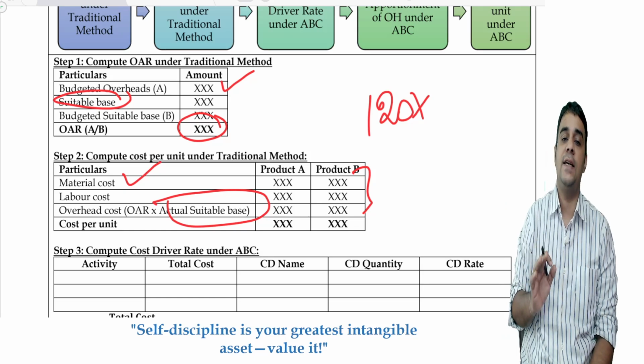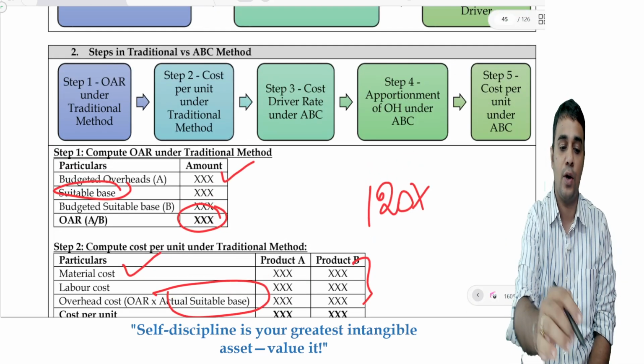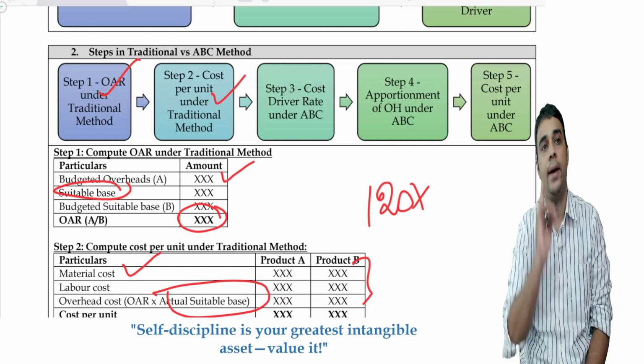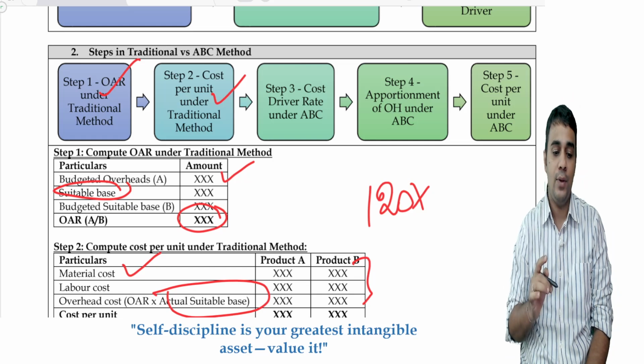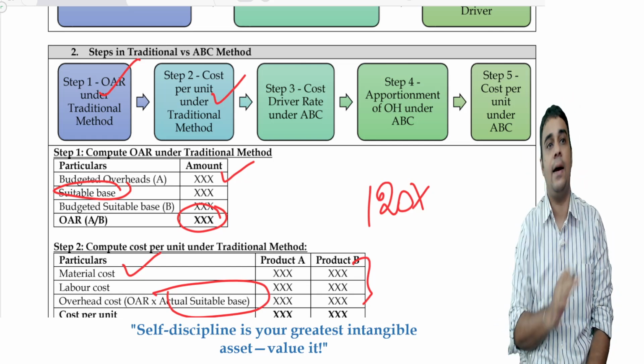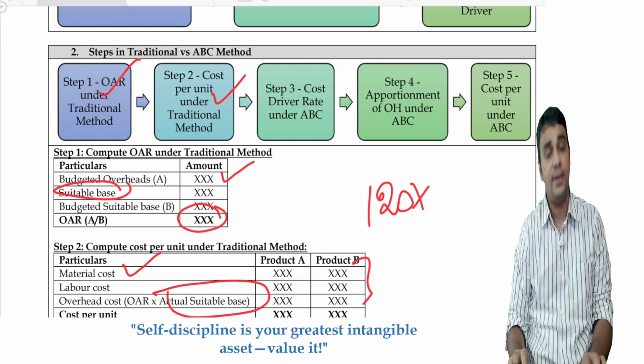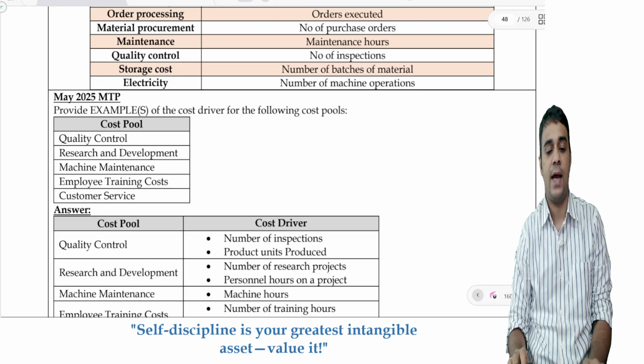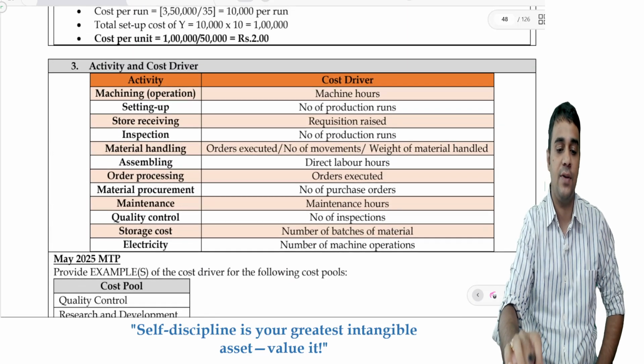Now ABC says, no, I don't like all this method. You are doing this OAR under traditional, cost per unit under traditional, with only one OAR. Now they are saying this budgeted overhead is 20 lakh rupees. You bifurcate the 20 lakh rupees into some activities. It could be any activity. I'm just giving some names.